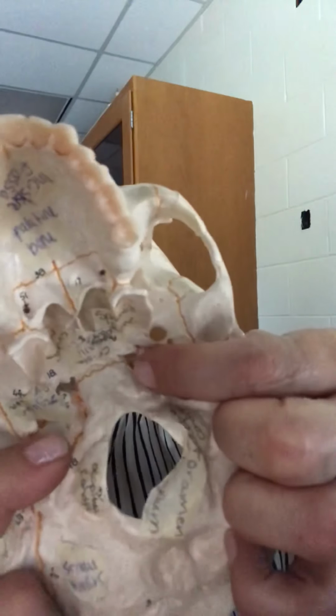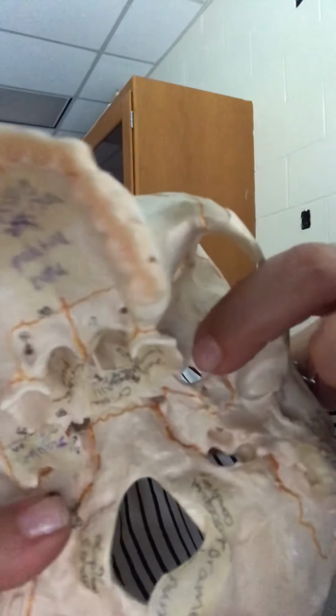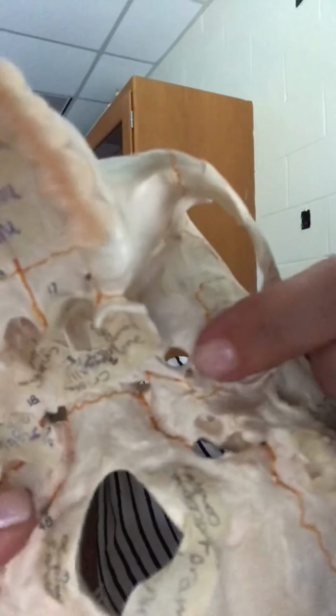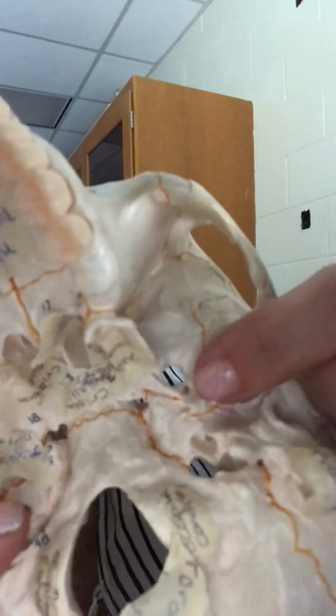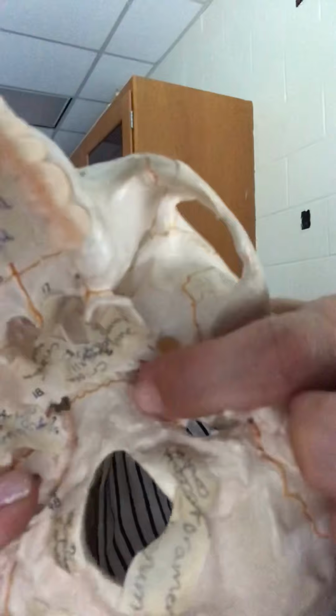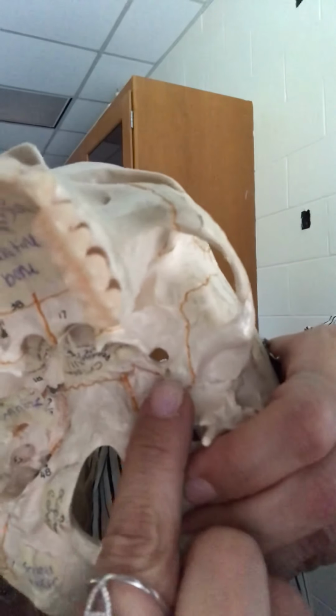So lacerum, ovale, and it's very oval shaped. And then if you look even closer, there it is, tiny, tiny posterior, that is spinosum. So foramen ovale, let's see if I can shine the light on it. Foramen ovale is right there. Foramen lacerum, foramen ovale, and then right back here, foramen spinosum.